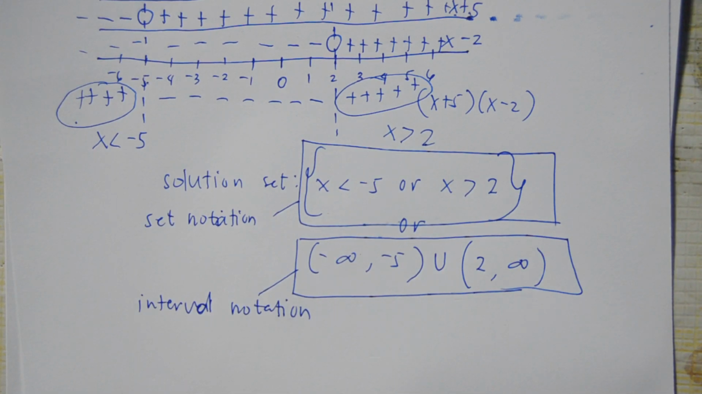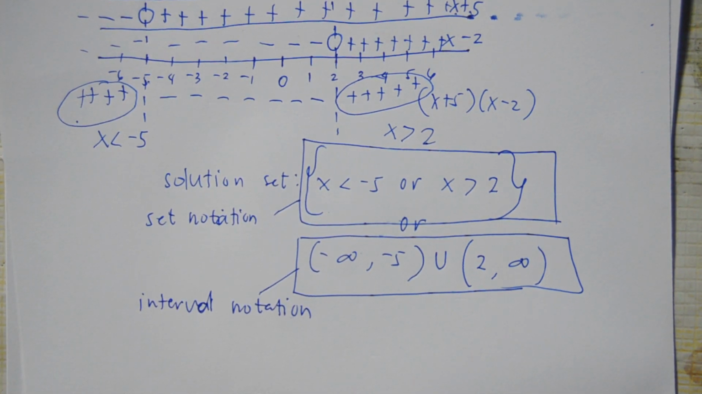Okay, so I hope you get the process. And in the next activity, we are going to shortcut our process without using the table of signs.